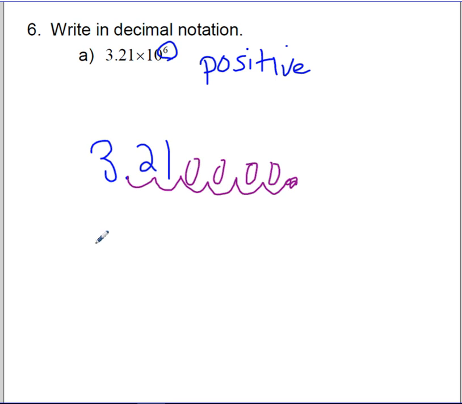So our final answer is 3, 2, 1, and then 4 zeros. And it's easier to read if we go through our commas. So 3,210,000 is our answer.